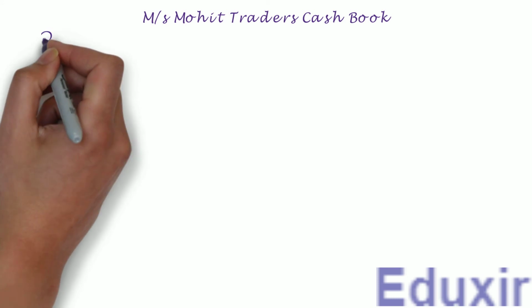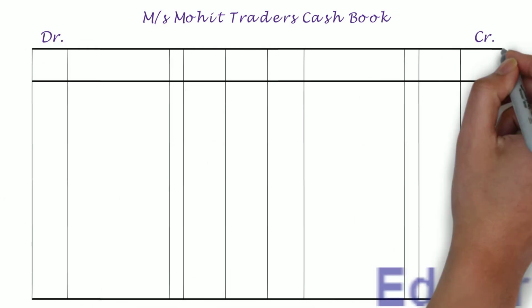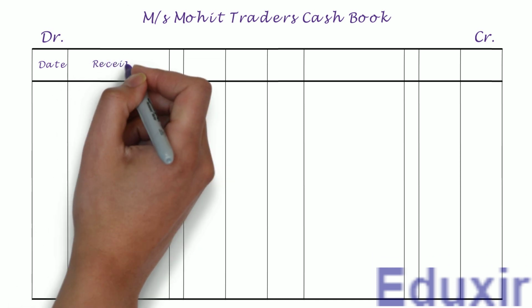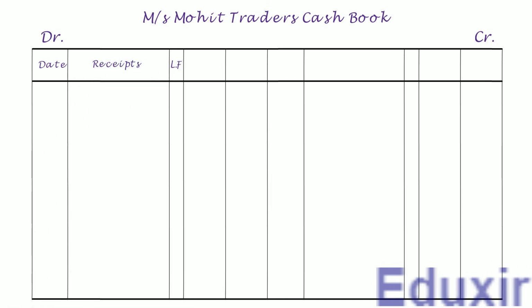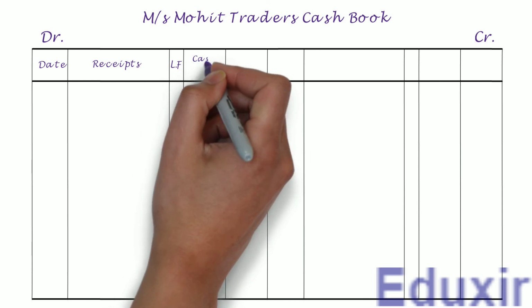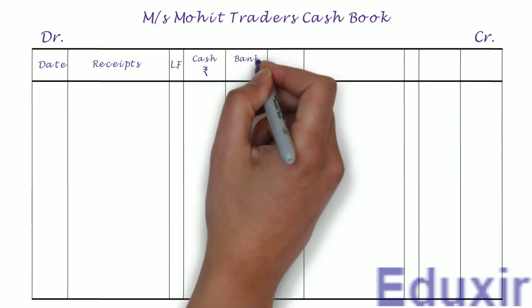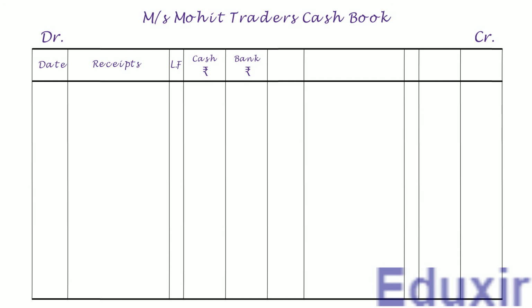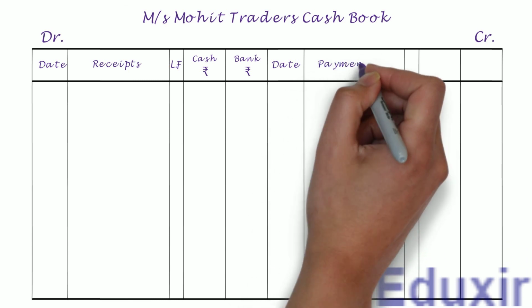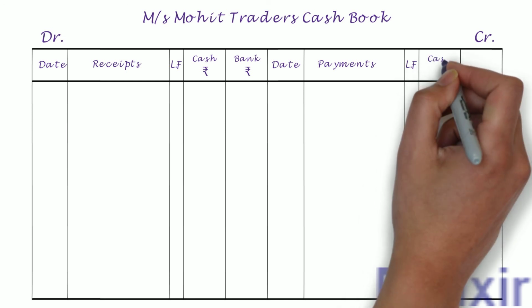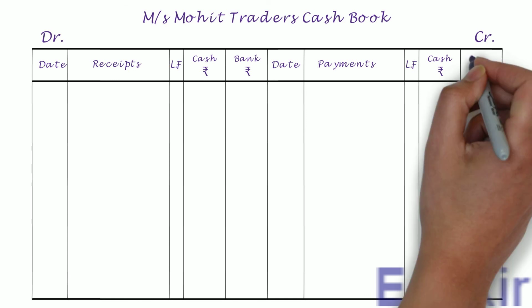Let us then write the headers DR and CR to designate the debit and credit sides respectively. Let us have the individual columns for date, receipts, ledger folio, amount in the form of cash in rupees, and amount in the form of bank in rupees on the debit side. On the credit side, we will have date, payments, ledger folio, amount in the form of cash in rupees, and amount in the form of bank in rupees.